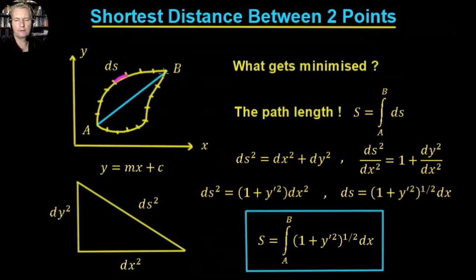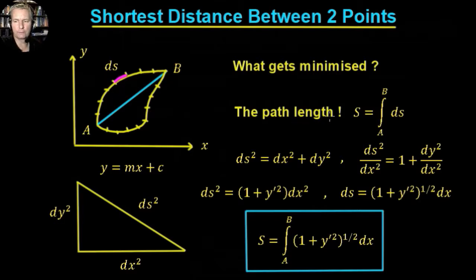So what is the path length? Well, the distance here is ds. The total path length is the addition of all of these small distances ds. That is, we've got to integrate all of these distances up. So what we want to minimise is the integral from A to B of our value ds.